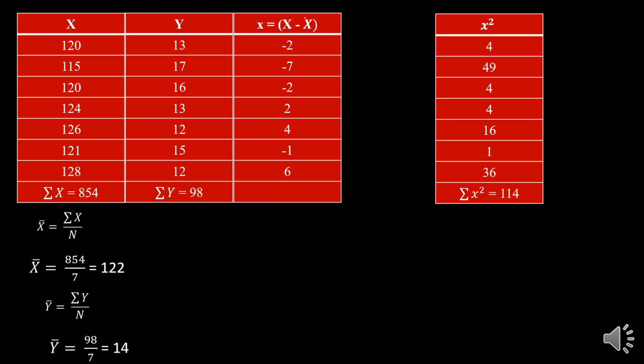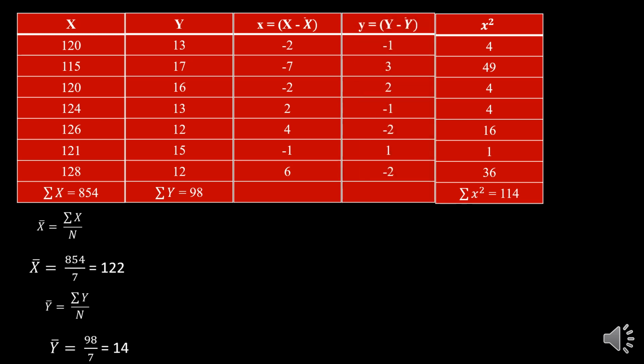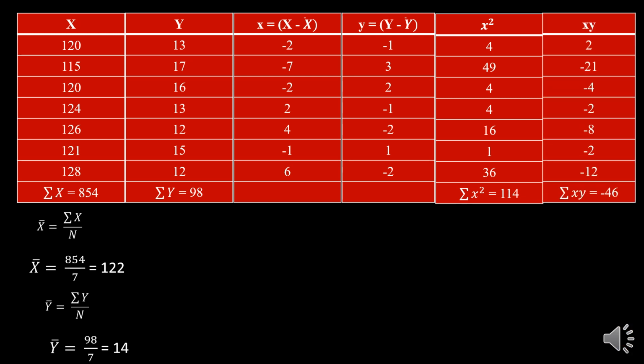Now we can find out small y, that is y minus y bar. These are the values: minus 1, 3, 2, minus 1, minus 2, plus 1, and minus 2. So that we can find out the last requirement, summation of small x into small y. For that we do small x into small y: 2, minus 21, minus 4, minus 2, minus 8, minus 2, and the last one is minus 12. So summation xy comes to minus 46.